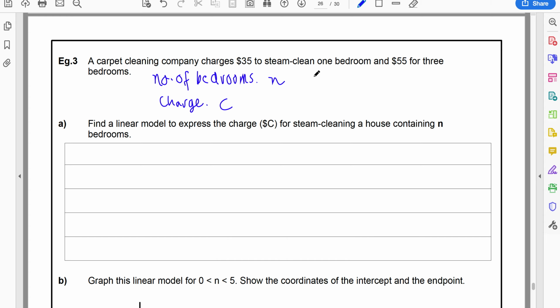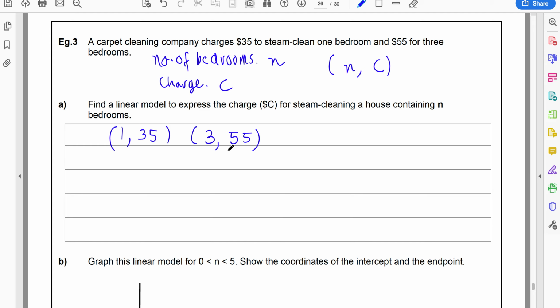So we've got these two variables. So really what we want are some coordinates that are in this form: the number of bedrooms and the cost for that steam cleaning. So if you have a look here in this information, we actually can get those two coordinates. For 1 bedroom, it was going to cost $35. So our line is going to pass through that point. For 3 bedrooms, it's going to cost $55. So the line also has to pass through this point.